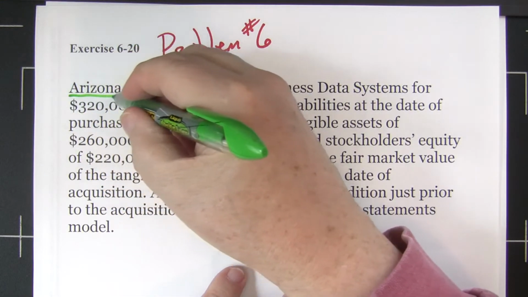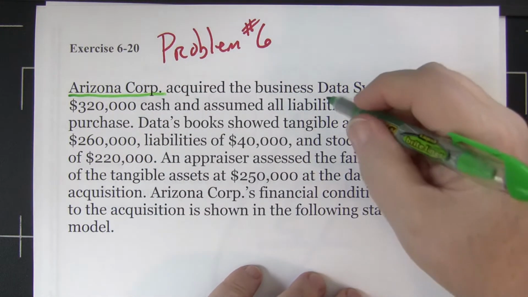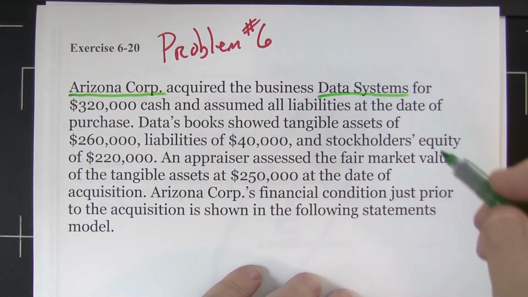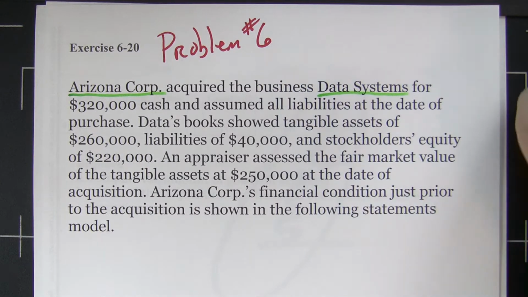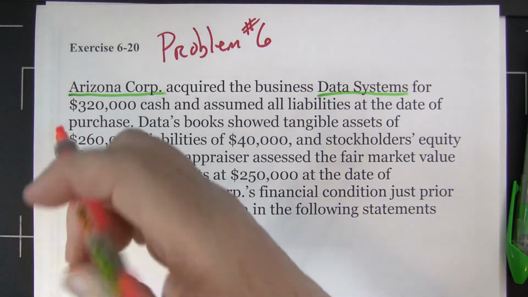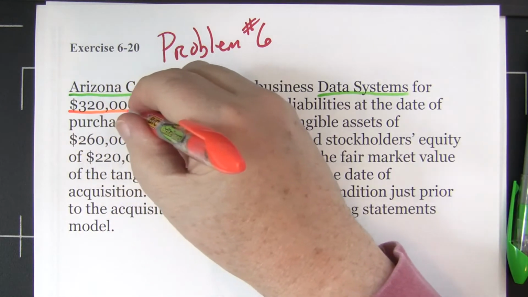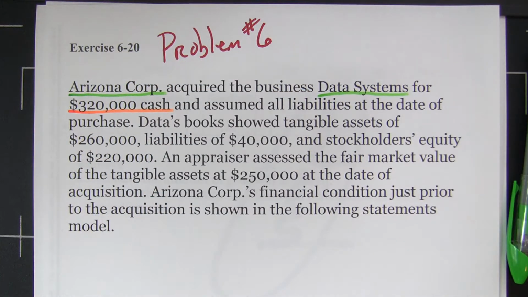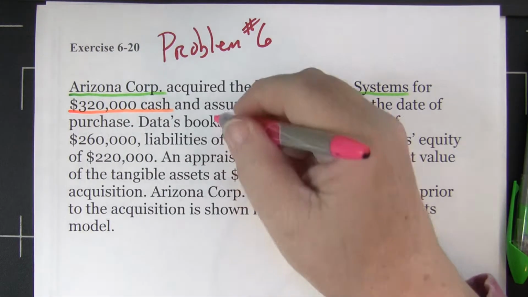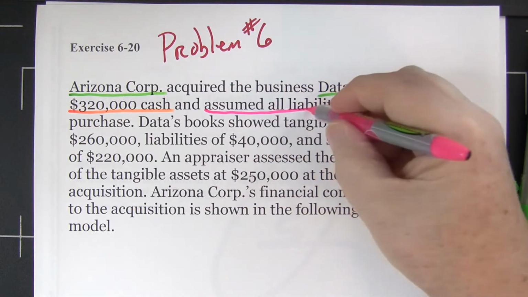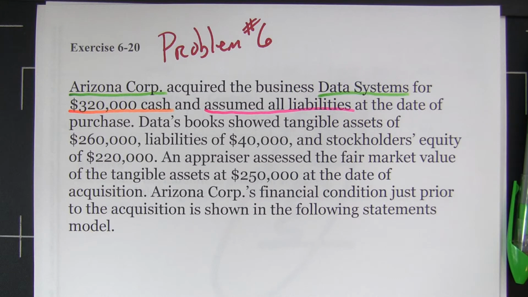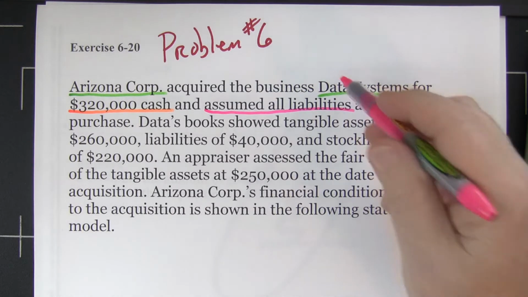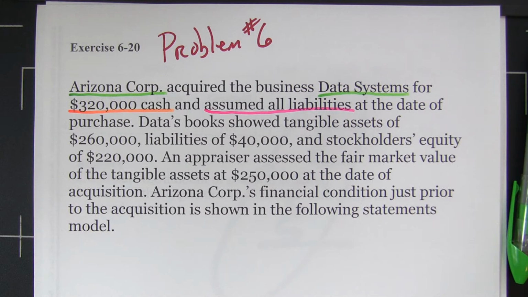Okay, Arizona Corporation is the company that bought Data Systems. So that's the first fact we need. The next fact we need is that they paid $320,000 cash and assumed all the liabilities, all the debt that Data Systems had. Data's books, this company's books, and I'll use blue for Data Systems.